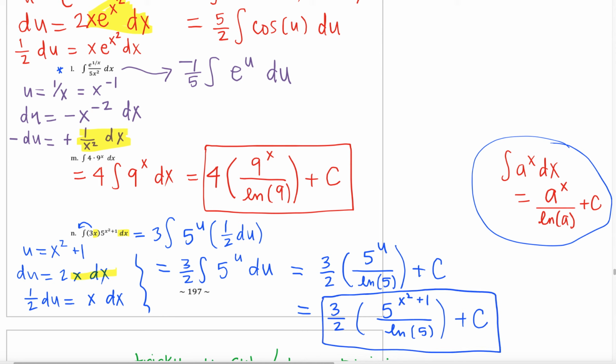So although that 3x looked complicated to start off with, the reason that x was there is because when we make our u x squared plus 1, we need an x to be replaced with our du when we do the u substitution.